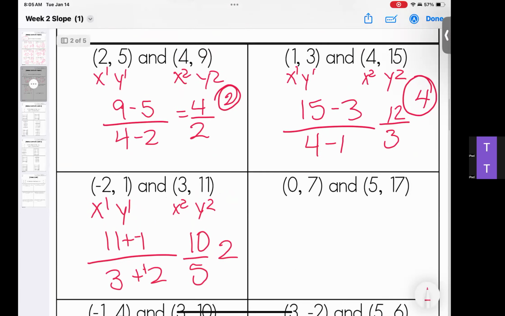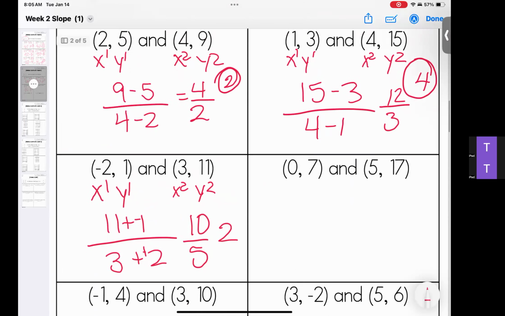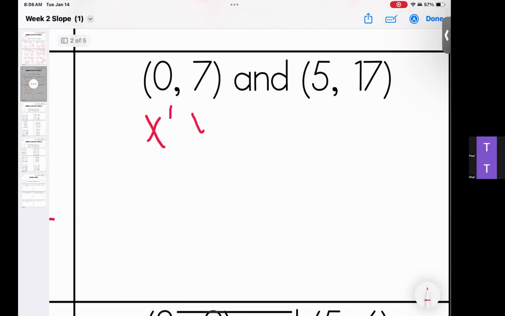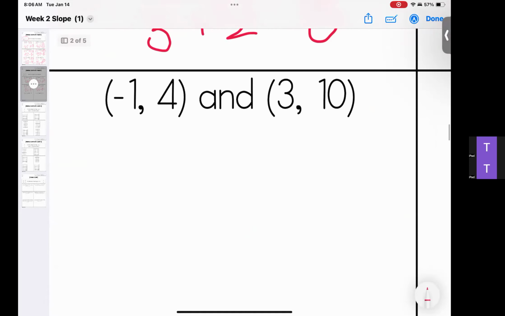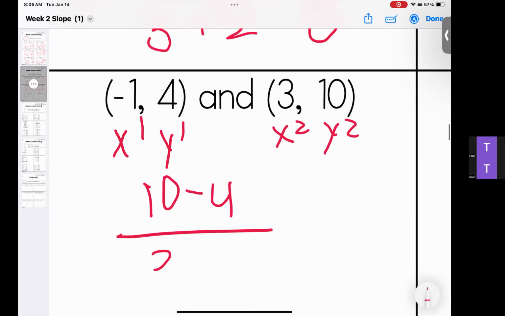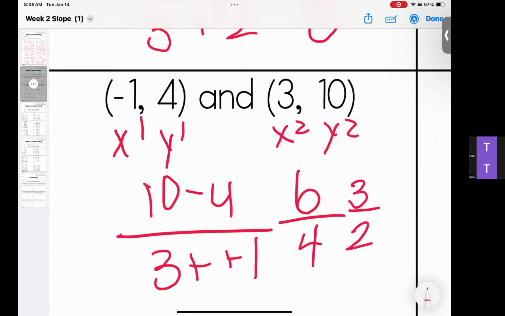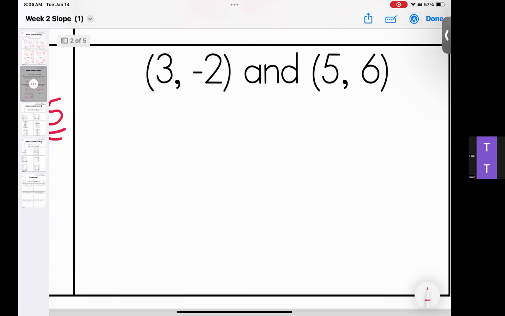They are different sets, but end up very, very similar to that past one. x1, y1, x2, y2. 17 minus 7 over 5 minus 0 becomes 10 over 5, which is 2. Apparently, I loved a slope of 2 when I was doing these. x1, y1, x2, y2. 10 minus 4 over 3 minus -1. Keep, change. Becomes 6 over 4, which could simplify down to 3 over 2. You could say you had a slope of 1.5 if you really wanted to simplify, but again, we can leave it in our fractional form.